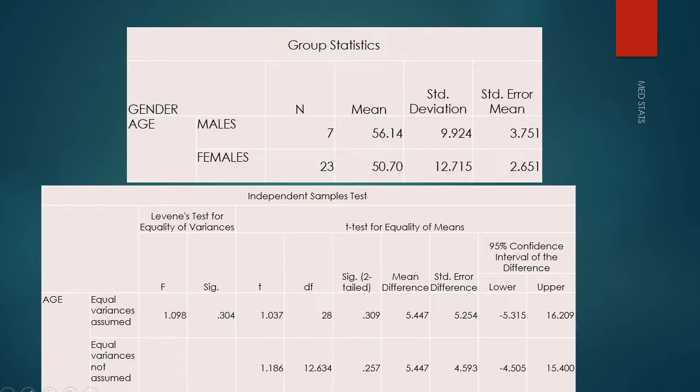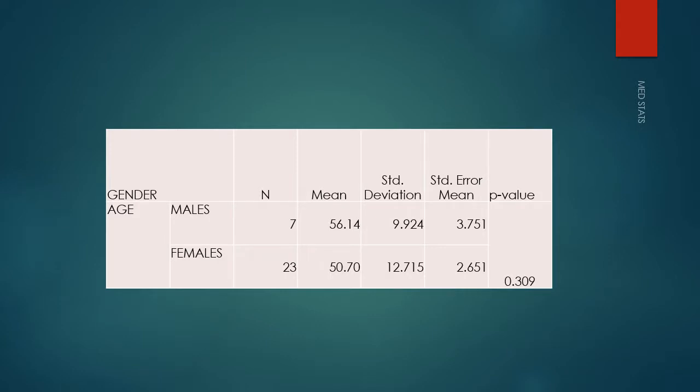So in this study, the p-value of equality of variance is above 0.05, hence the p-value for this group statistics will be 0.309, and it is above 0.05. So from these results we can finally sort out a table just like this. The table describes the total number of samples in each group and the mean values, that is the mean age of males and the mean age of females, the standard deviations of these mean values, the standard errors of these mean values, and finally the p-value, which is 0.309.